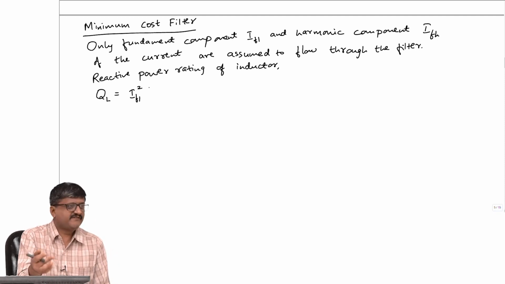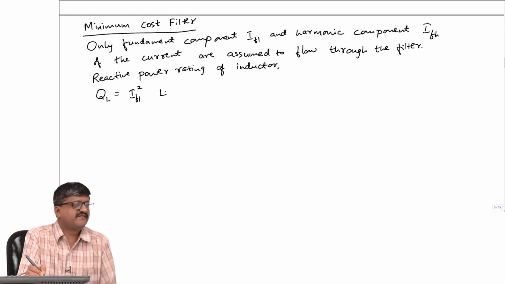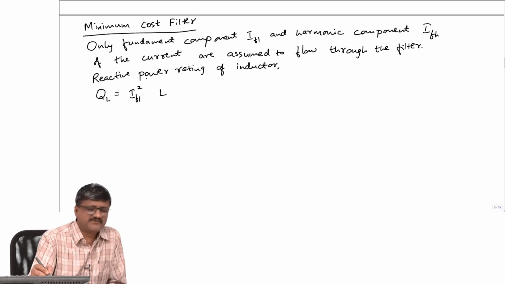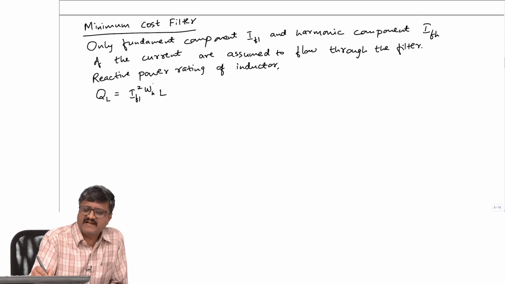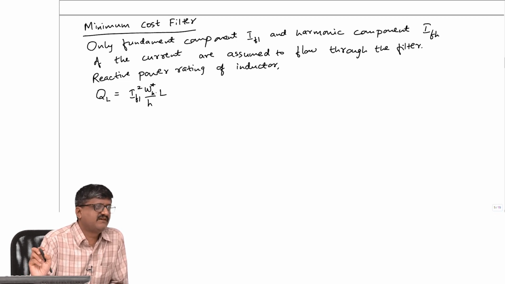In terms of the quantities that we have used, L is the inductance. What is the fundamental angular frequency? We have not used any specific value of frequency; using the notations that we have used, omega h star is the harmonic frequency for which the filter is designed, and omega h star divided by h gives the fundamental. Is that okay?